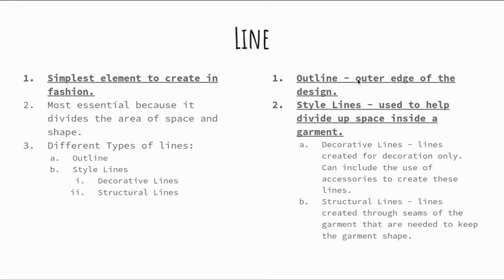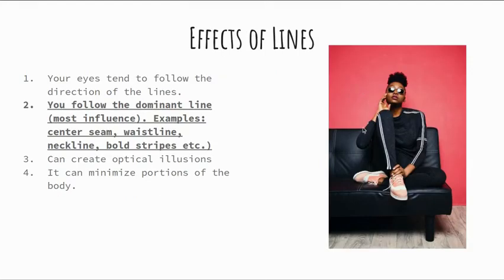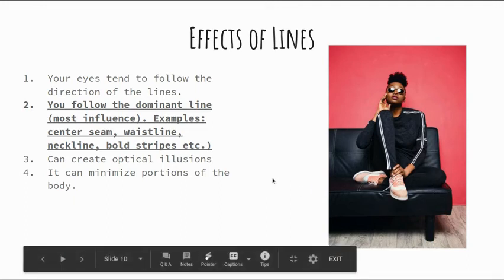So your outline is literally the outer edge of the design. If we were to look at this garment right now, and we were just to make this entire image one color, you just looked at the exact outline of it. If you can see my mouse tracing everything, it doesn't matter what's on the inside. All that matters right now is the actual outline of the garment. So that's your actual outline.